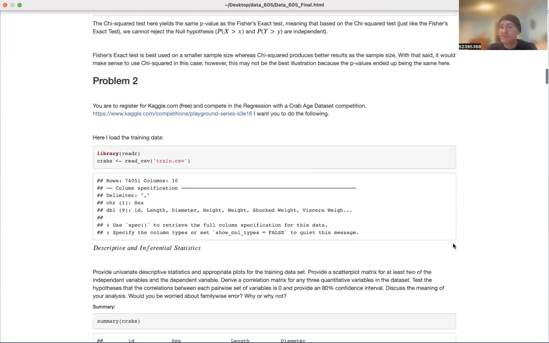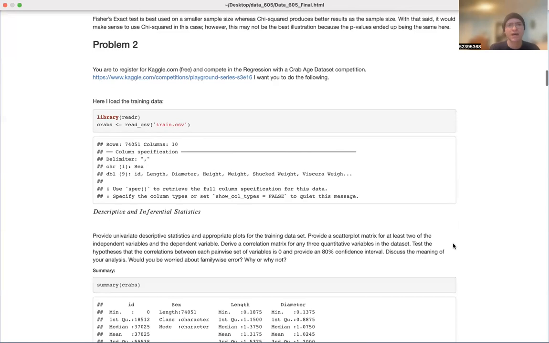Now moving on to problem 2. So problem 2 asked for us to compete. Competing in this was rather difficult because the submission deadline had passed, so I could not enter. I did get a score eventually, and I'll show that to you. But I think because the deadline had passed, I wasn't allowed to submit. But I can show you my work.